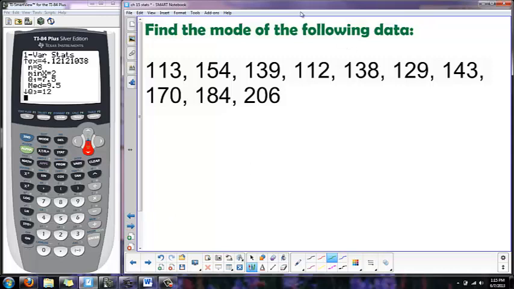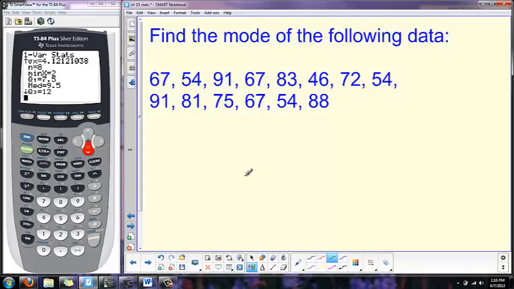Okay, find the mode of the following data. Now, the mode is not something that we can find in the calculator. The mode is something that we need to just look at. For the list, look for numbers that repeat. So I don't see 113 repeating. I don't see 154 repeating. 139. There is no mode for this information because none of those numbers repeat. Unless, John, you see something that I don't, because I don't see any of those numbers repeating. So there is no mode for that list.